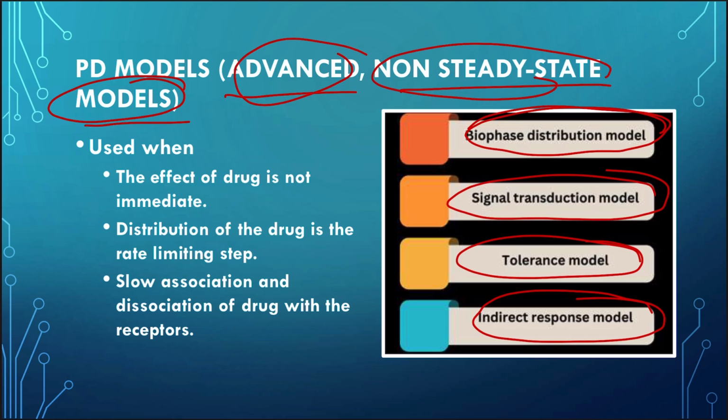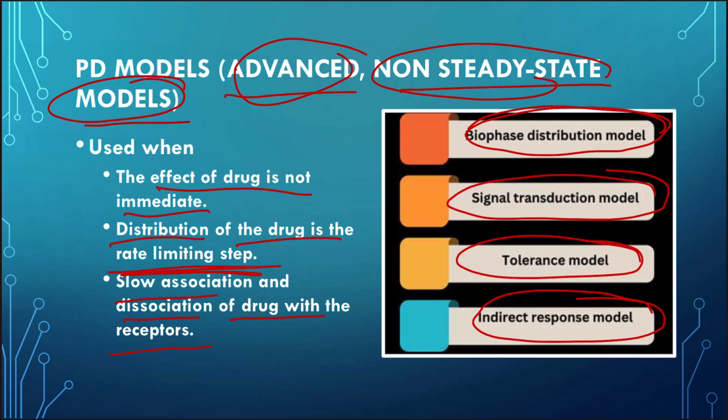So the effect of the drug is not immediate. In the previous types of models, whenever the drug reached a particular concentration, it showed the particular effect then and there itself, and the distribution of the drug was easily done. But here the distribution of the drug is the rate limiting step, and there is a slow association and dissociation of the drug with the receptors. Earlier it was not the case in the simple steady state, but in the advanced non-steady state there are several limitations because of which the advanced non-steady state model is being used.